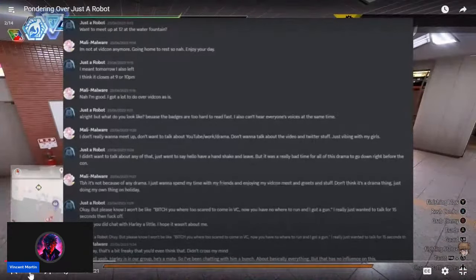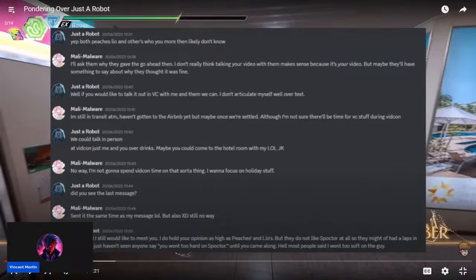Okay. Inappropriate, I can agree with. Sexually aggressive? Let's look. Let me do a rating. First one. Yeah, both Beaches, Lio, and others who you more likely don't know. But the context of this is cut off, but that doesn't matter. I'm just rating the inappropriateness. That's like a 0. Maybe that's a negative number for inappropriate.